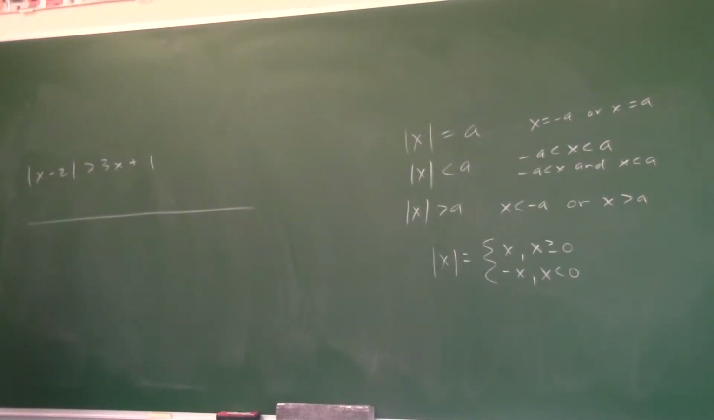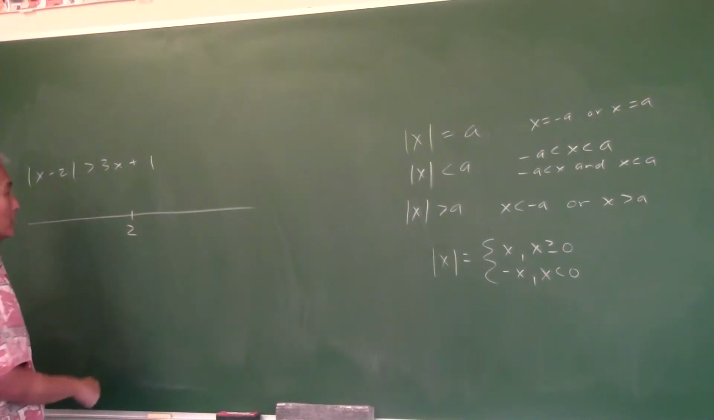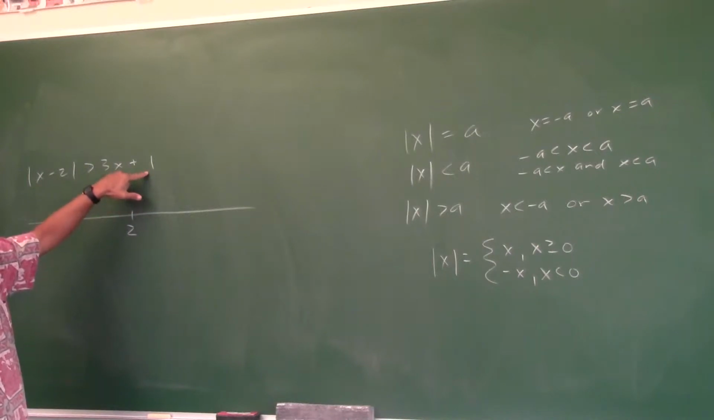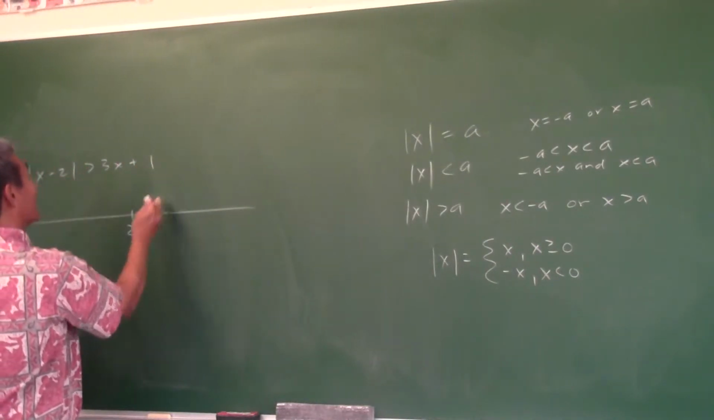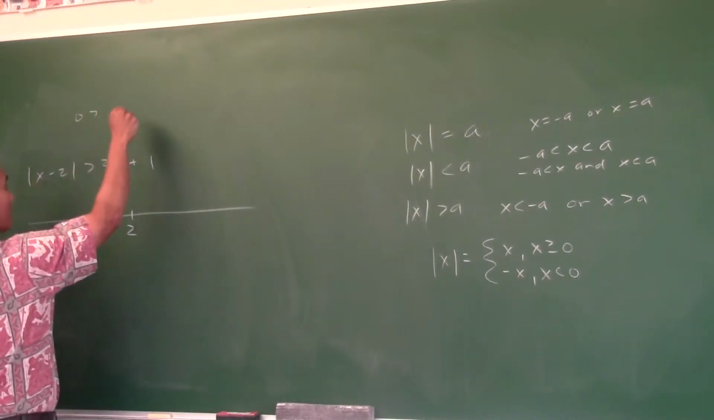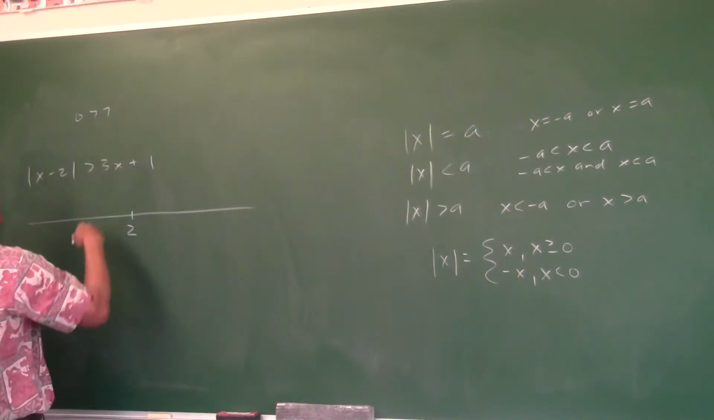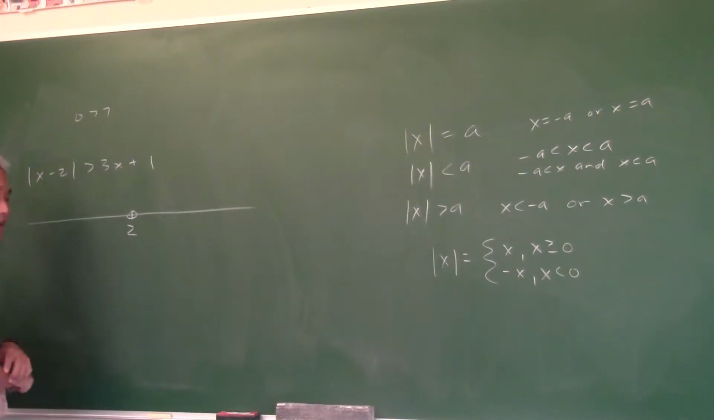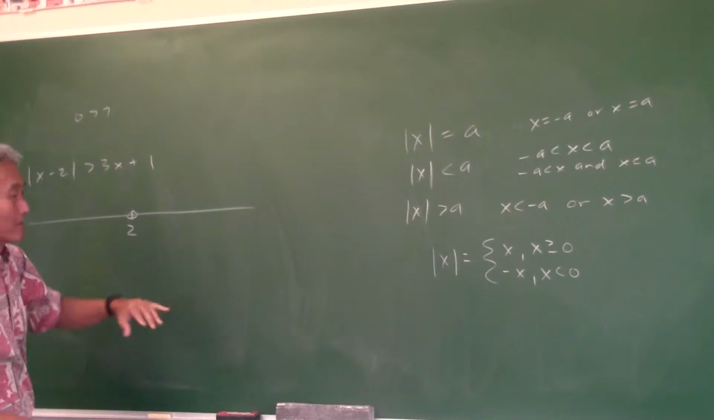Okay, what do you put on the number line? Well, there's only one absolute value here, so you put down the zero of that absolute value, which is 2. You don't put down negative 1/3 because there's no absolute value on it. If you had an absolute value on it, then you would also put negative 1/3 there, but it's not. Now, is 2 part of the solution? Well, if you plug it in, you get 0 is greater than 7, which is false, so that's not part of the solution.